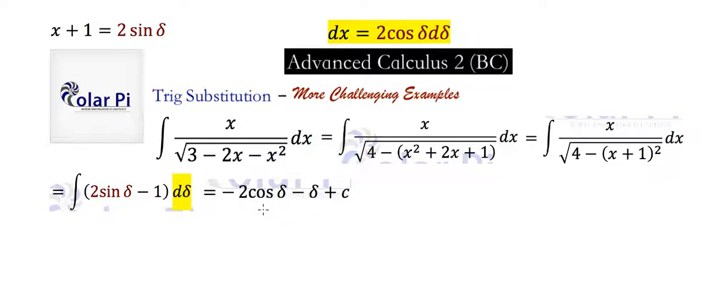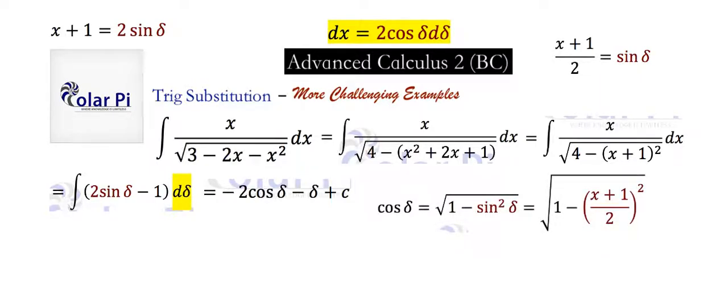But now we have a little bit of work left to do, because what is cosine delta? What is delta? We start with our original substitution, x plus 1 equaling 2 sine delta, and divide on both sides by 2 to see that x plus 1 divided by 2 is sine delta. Since we know cosine delta is the square root of 1 minus sine squared delta, and we know that sine delta is x plus 1 over 2, we can replace this sine squared delta with x plus 1 over 2 all squared. Because this here, x plus 1 over 2 all squared, is equivalent to sine squared, and that's what we need. Okay, cool.